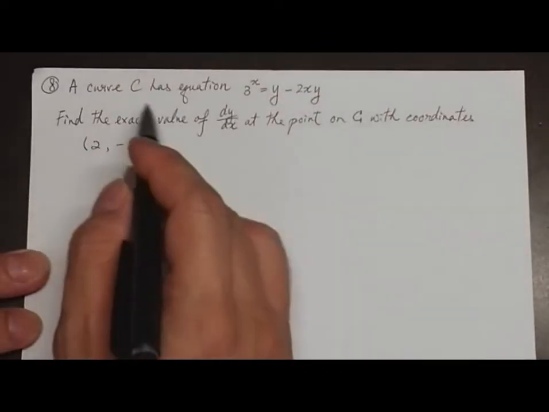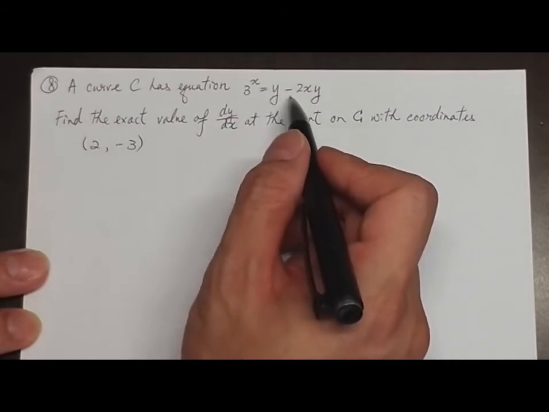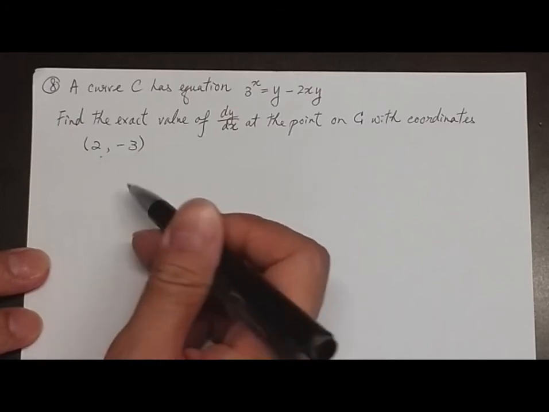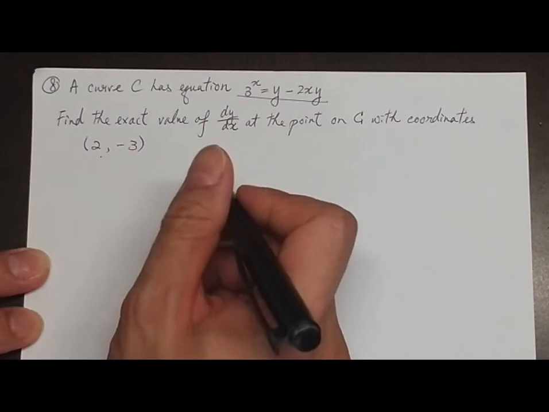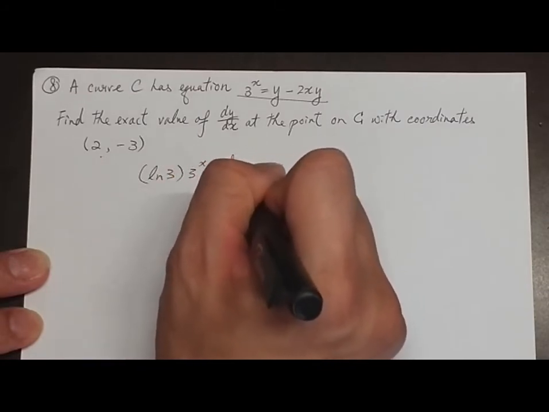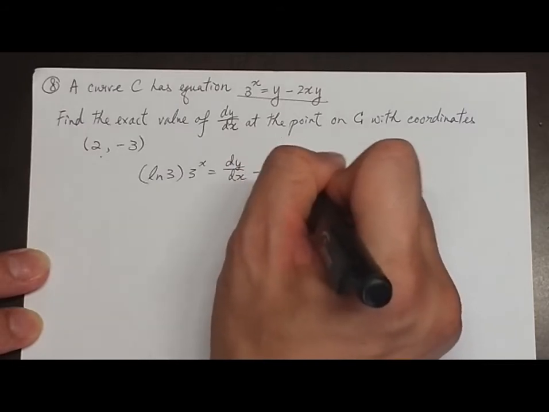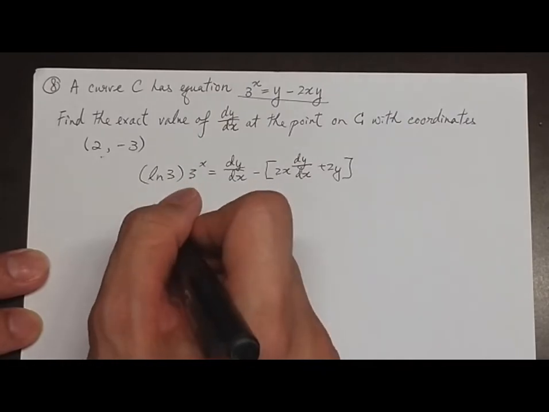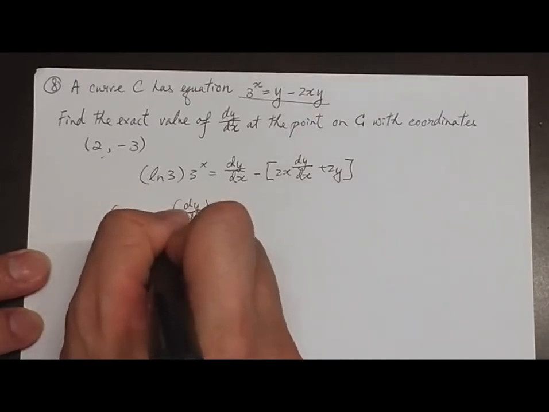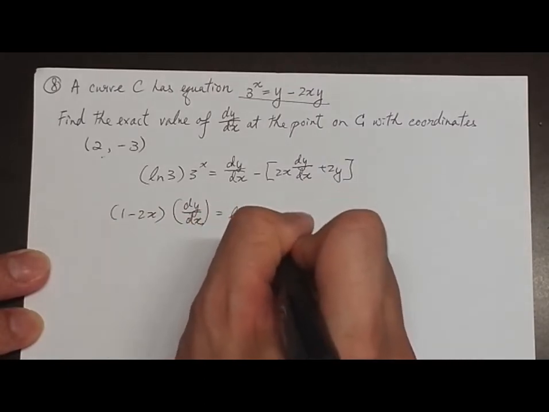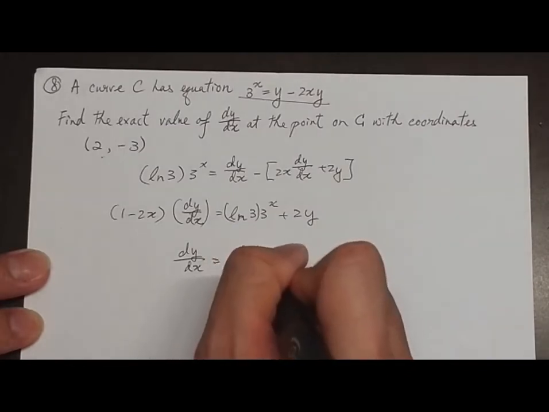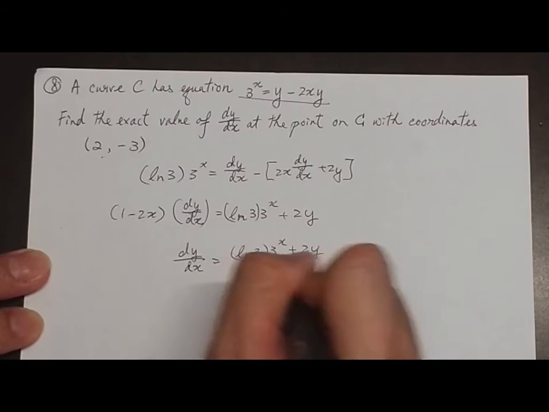Question number 8. A curve C has equation 3 to the power x equal to y minus 2xy. Find the exact value of dy/dx at the point on C with the coordinate 2 and minus 3. So we have this one to differentiate. Here we got log 3 times 3 to the power x is equal to dy/dx minus 2x dy/dx plus 2y. And we take everything of dy/dx to the left-hand side. So we have 1 minus 2x dy/dx equal to log 3 times 3 to the power x plus 2y. So we have dy/dx is equal to log 3 times 3 to the power x plus 2y over 1 minus 2x.